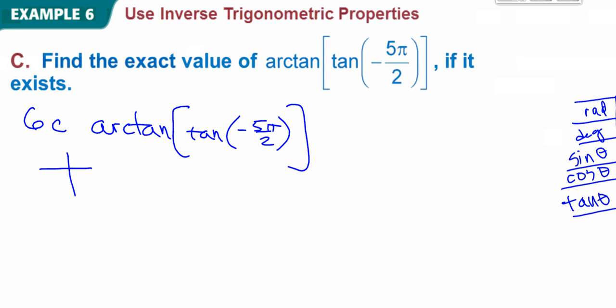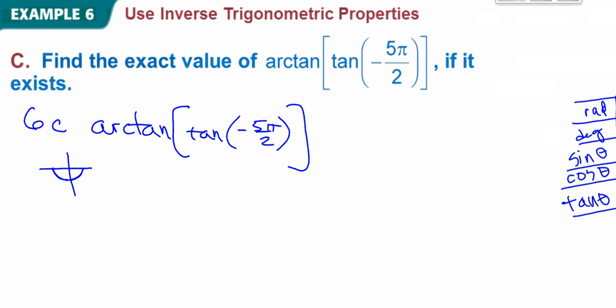Now, give me an answer for this one. The arctangent of the tangent of negative 5 pi over 2, do you think it's going to be negative 5 pi over 2? I don't think it is either, because when I do the arctangent, I can go from negative pi over 2 to pi over 2, right? So that's not in the range. But that doesn't mean I can't get an answer. So let's look at this, negative 5 pi over 2. So I'm going this way.